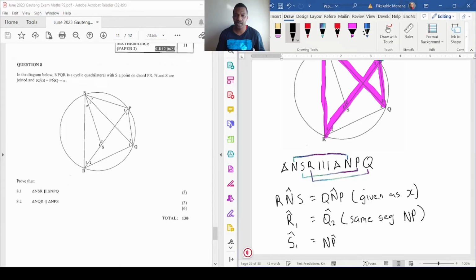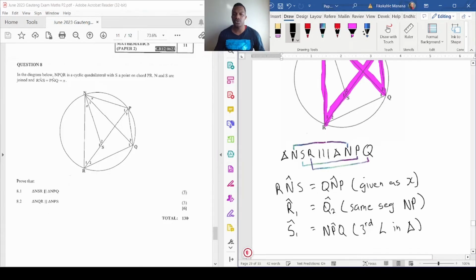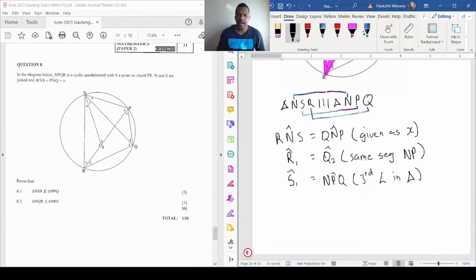NP gets a cap Q. So I'm just going to say third angle in a triangle. Right. Now I need to conclude. When I conclude, I rewrite that statement of congruency, that I've now successfully proved that NSR, in this order, is congruent to NPQ. Remember, congruent means exactly the same.